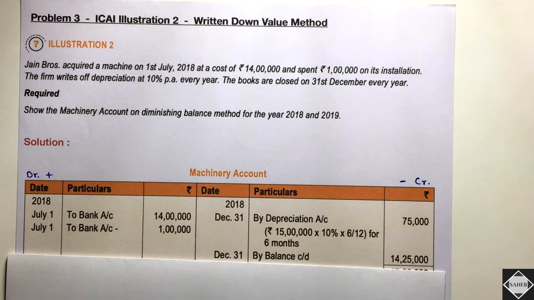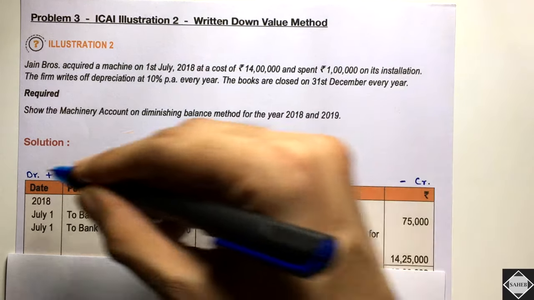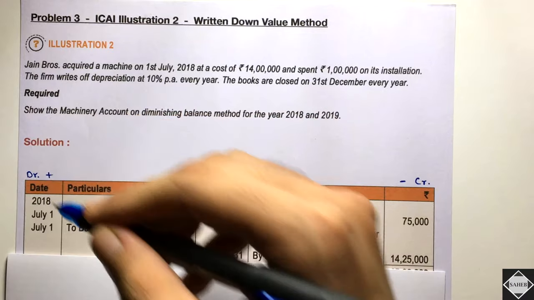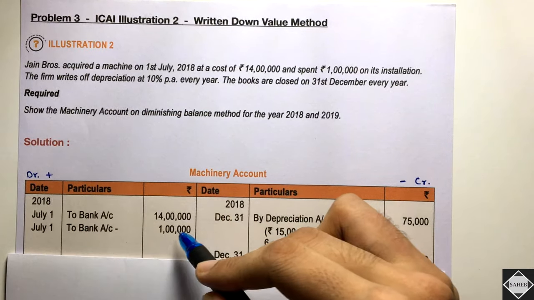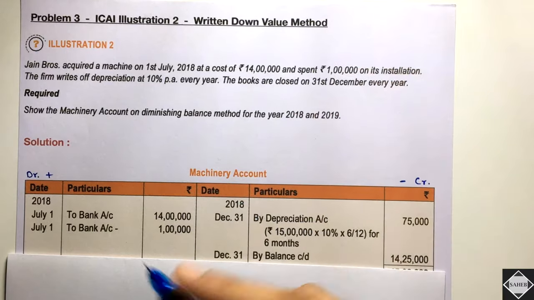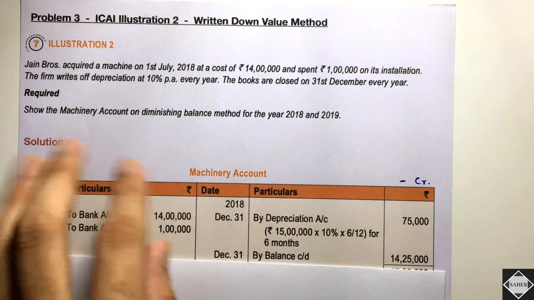Or there was another alternative. What you can also do is you can take this entirely at once. Machinery is getting debited because you have purchased it through bank. So to bank, 15 lakh. You can take the amount together. In the bracket over here, you can write purchase price plus installation. That's also you can do. Is that clear? Fine. So you understood how the posting will happen for the purchase.